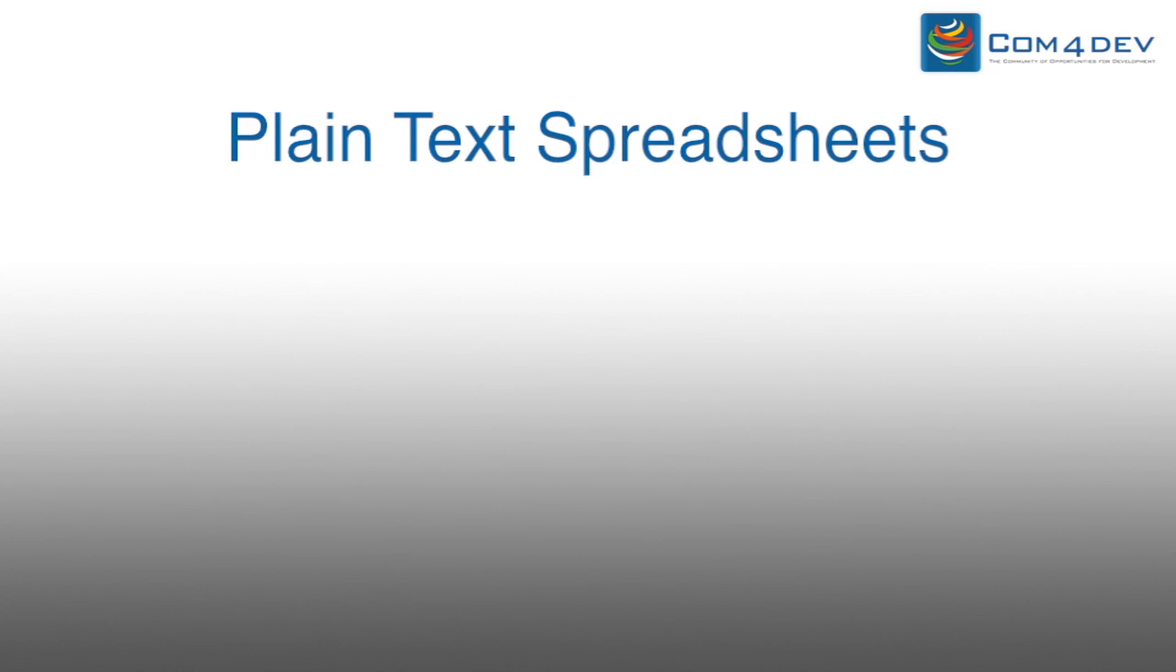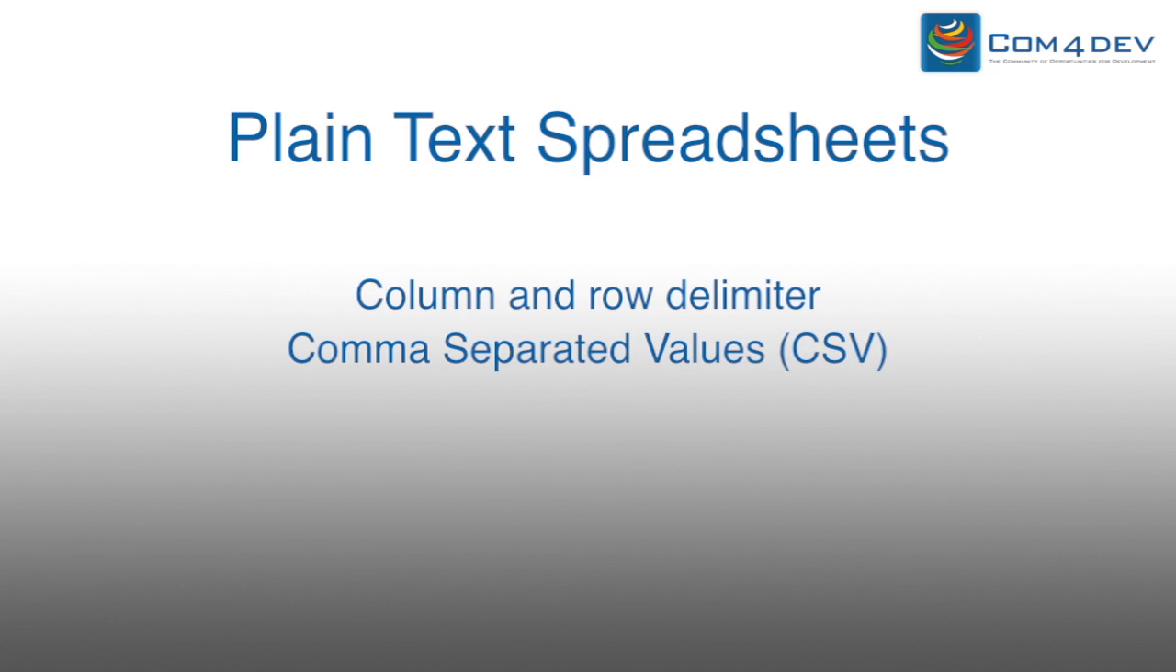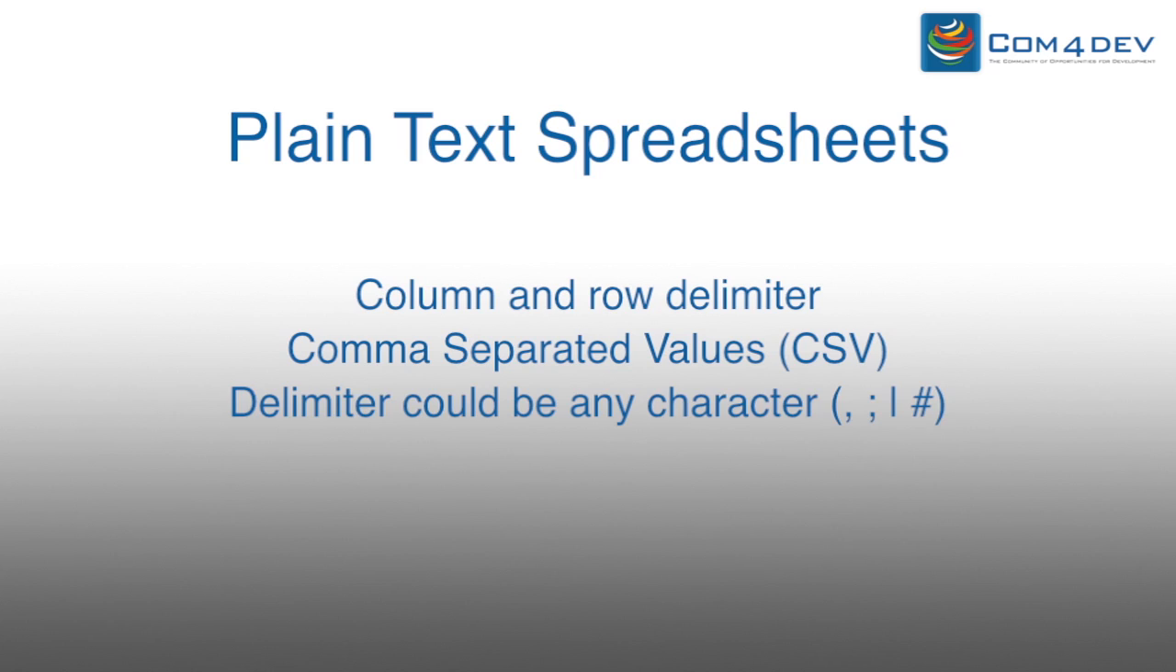ComfortDev accepts plain text spreadsheets using a delimiter to separate the columns and lines. This format is also known as CSV, or comma-separated values. Note, however, that the column delimiter does not have to be a comma. It could, for example, be a pipe or a semicolon. Nevertheless, the format is still commonly referred to as CSV.